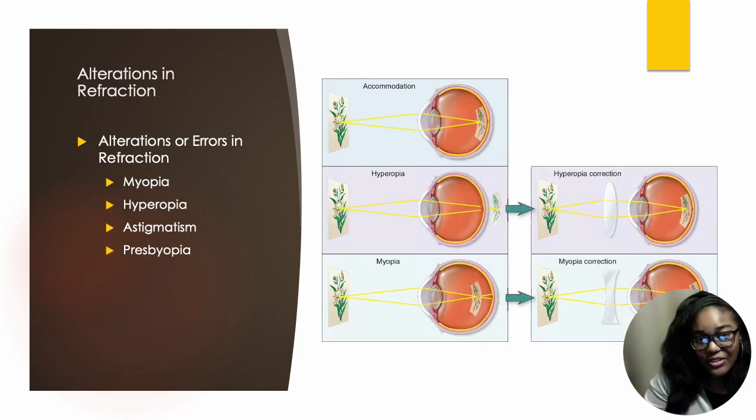So the main function of our eyes is to help us see, but the way we see is through the bending of light, also known as refraction. So anytime that our eyes are unable to bend light or refract, well, we'll see alterations or errors in our seeing. So we have several different types that we'll discuss today.